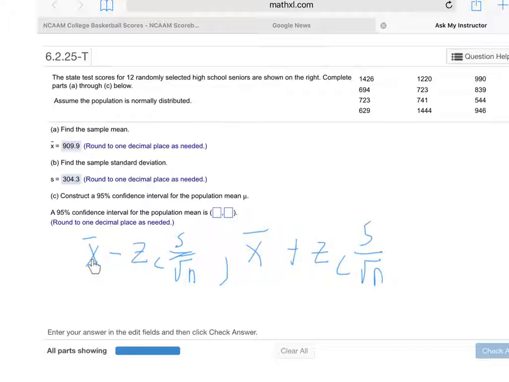It's going to be the mean plus and minus the error, where this gives you the error, which will go in here. And so the mean you've already calculated. It's 909.9 minus, and you don't have to find a z-score here. For a 95% confidence interval, you have to find z sub c just like you did on the previous problem, except it's 95%.